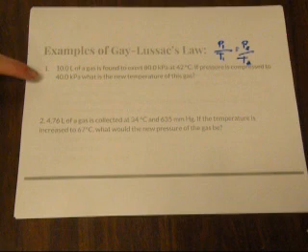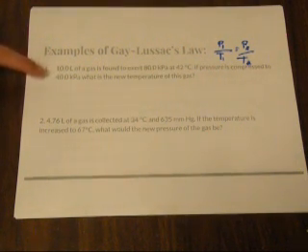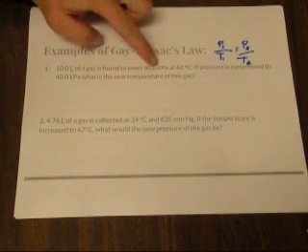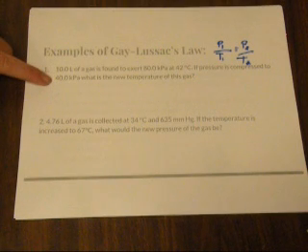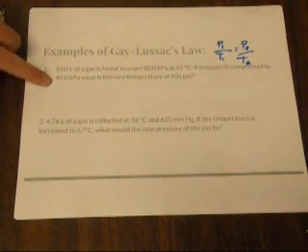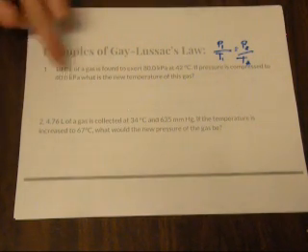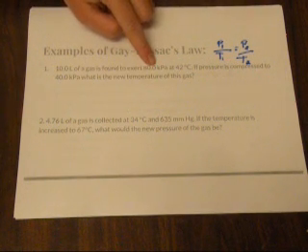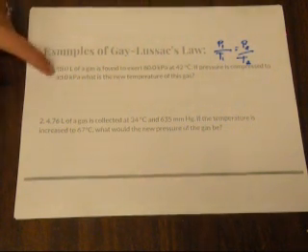So for number 1, 10 liters of a gas is found to exert 80 kPa at 42 degrees Celsius. If pressure is compressed to 40 kPa, what is the new temperature of the gas? So even though earlier we said pressure is typically in the form of atms, if they're both in kPa, then it's fine to leave it in kPa. They just need to both be the same pressure.